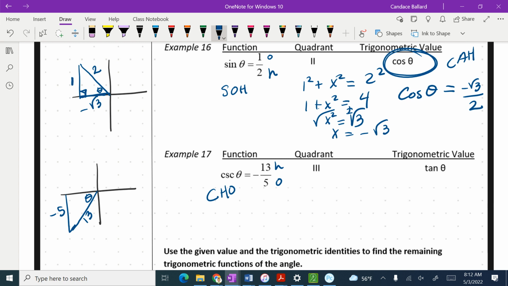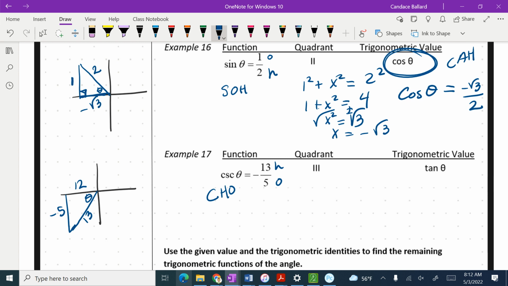All right. I do need to find the other leg because I need adjacent to find tangent. So how do I find the other leg? Or does anybody know what the other leg is without doing it? 12, right? Because it is a Pythagorean triple. However, if I didn't know that, I would use the Pythagorean theorem just like I did in example 16.